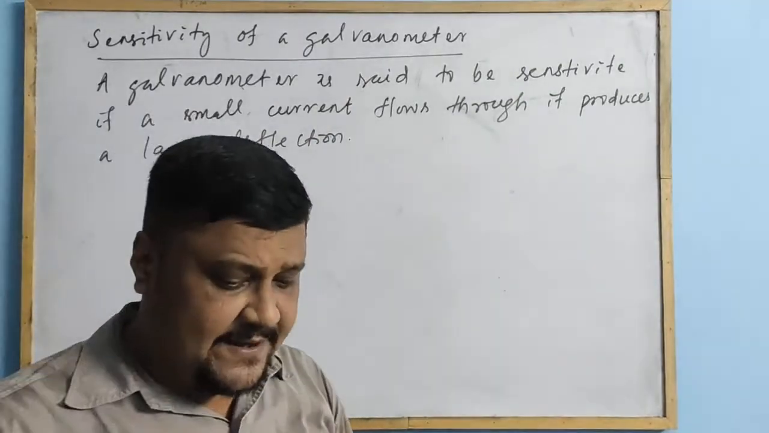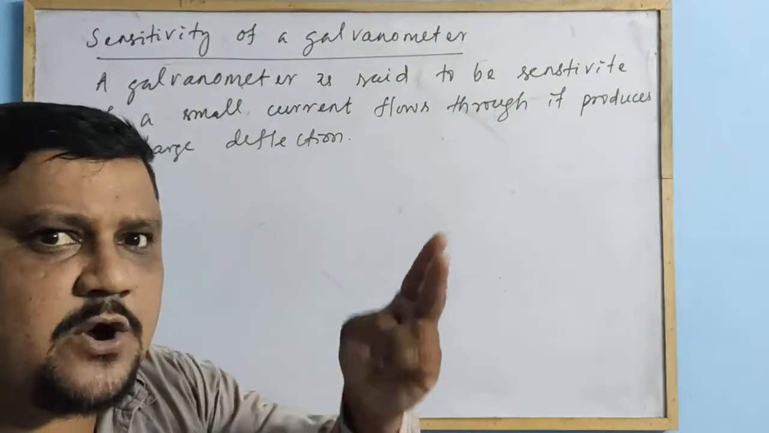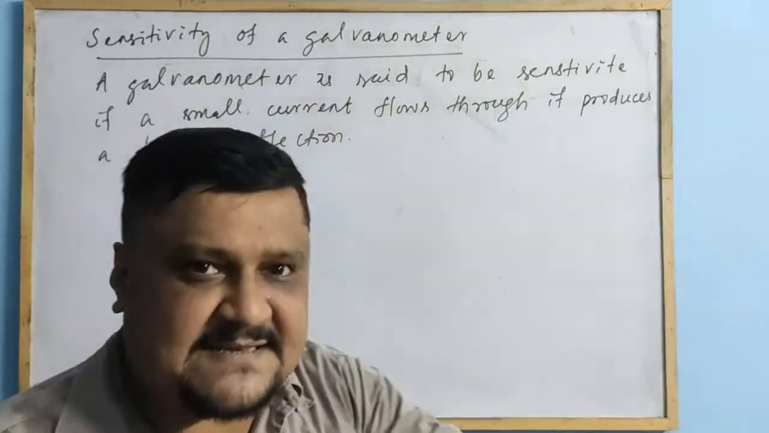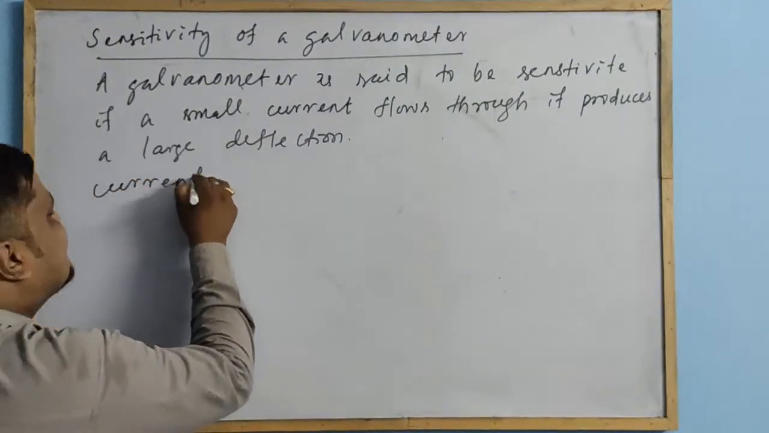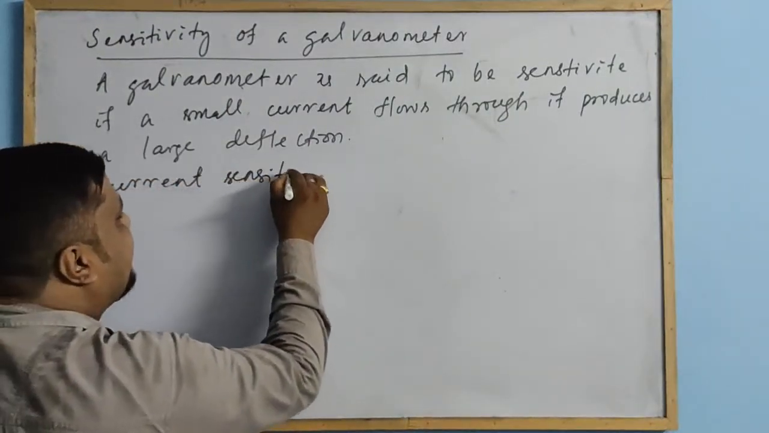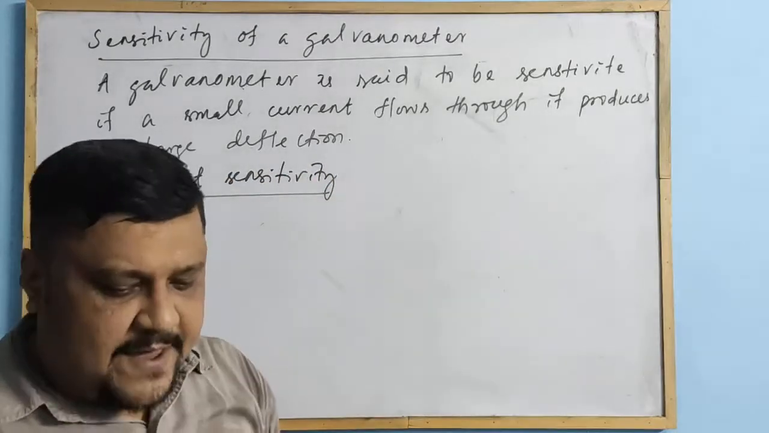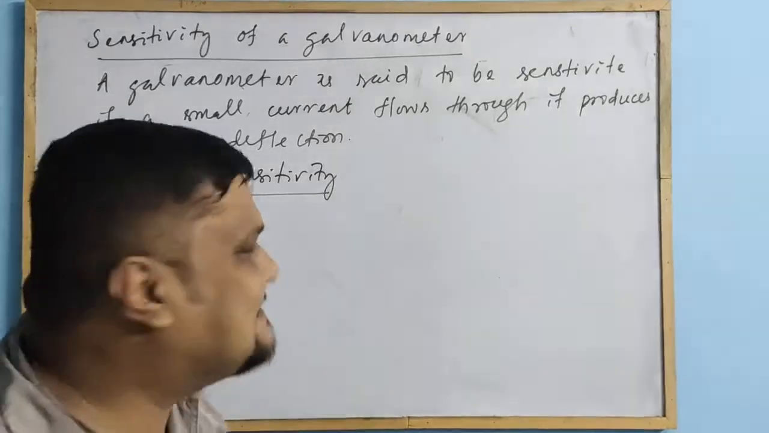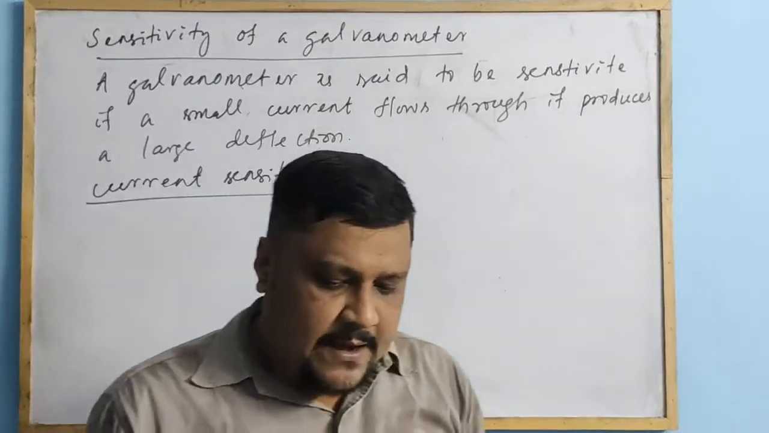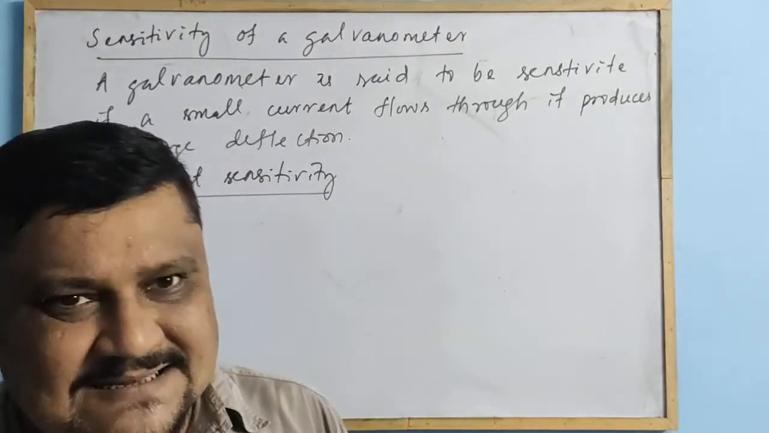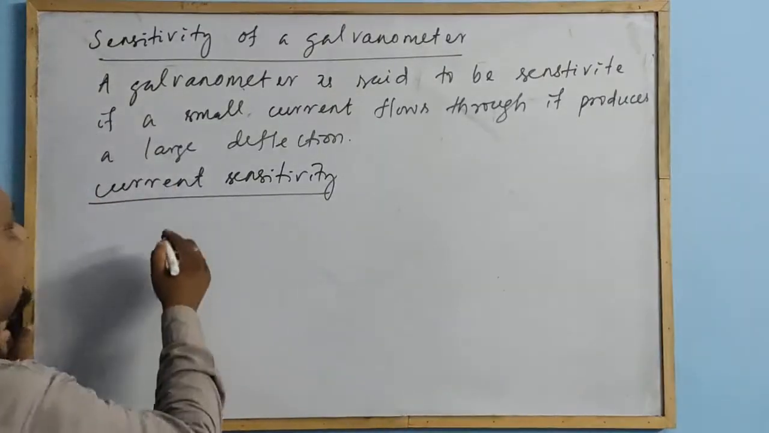Then there are two sensitivities of the galvanometer. One is called the current sensitivity and the other is the voltage sensitivity. First one is the current sensitivity. What is the current sensitivity of a galvanometer? The current sensitivity of a galvanometer is defined as the deflection produced in the galvanometer per unit current flowing through it.